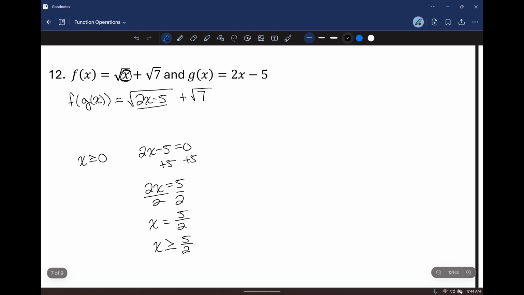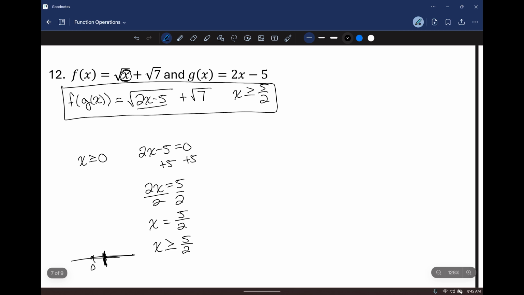And then remember, we need the overlap of these. So if you have 0 and then you have 2.5, one goes this way, one goes this way. They start overlapping here at the bigger one. So I know that x has to be greater than or equal to 5 halves.